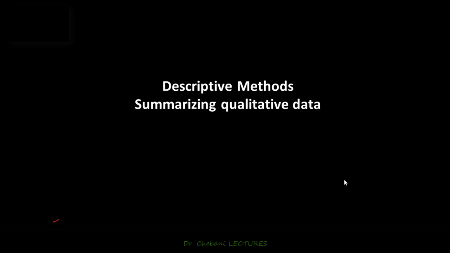In this short lecture, we are going to look at methods by which we can summarize qualitative data, keeping in mind that there are basically two types of data. We have quantitative and qualitative. Both of these types of data have their own methods by which they may be appropriately presented, either in the form of tables or in the form of graphs and charts.